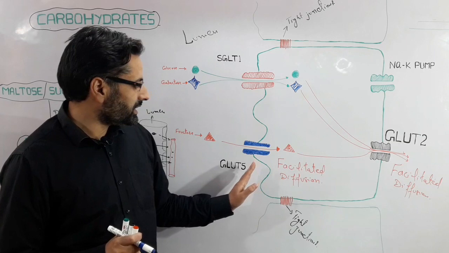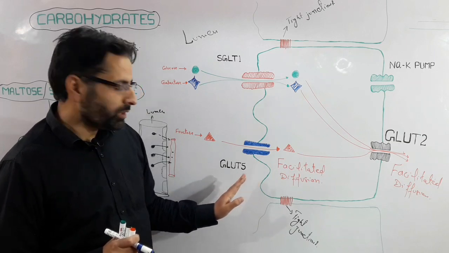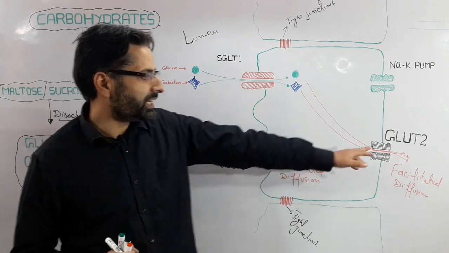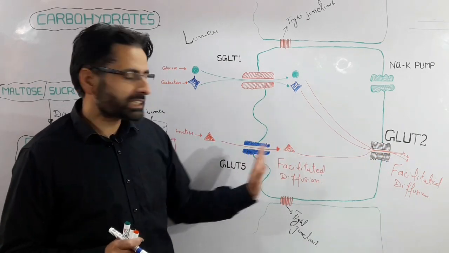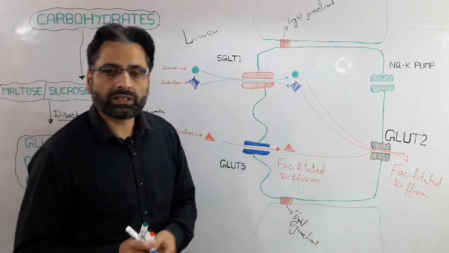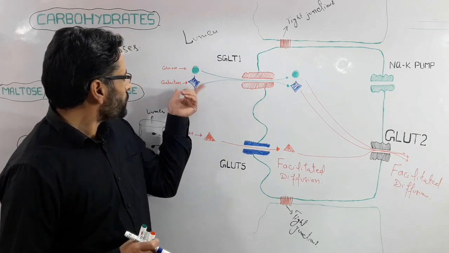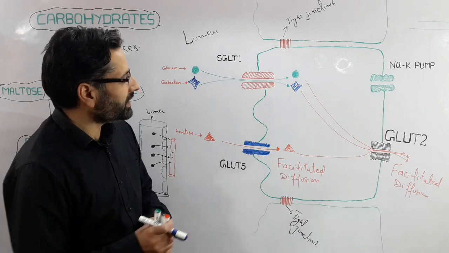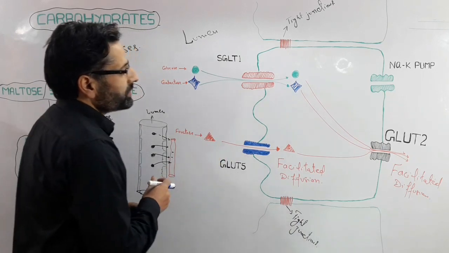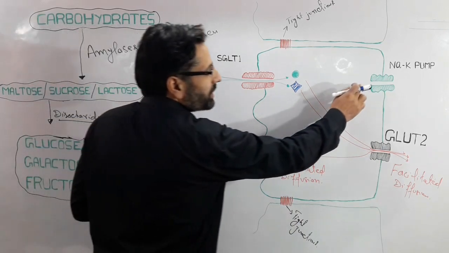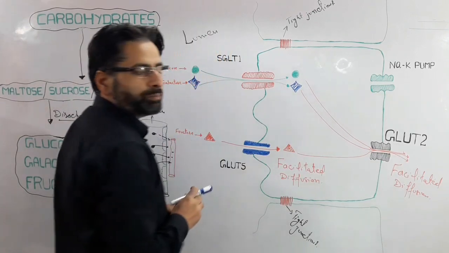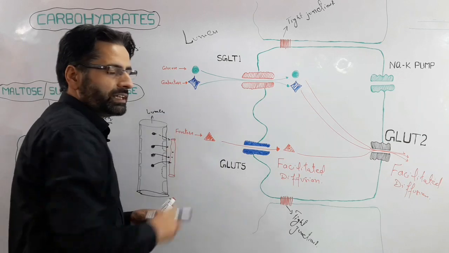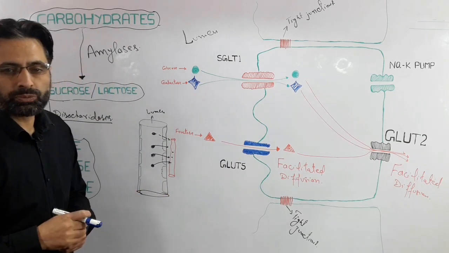So in this facilitated diffusion we have the involvement of two transporters, two glucose transporters type 5 and type second. One is present on the apical side and another is present on the basolateral side. But the transport of this glucose and galactose is not so simple. So to understand it, we have to understand the functioning of this sodium potassium pump. This transport of the glucose and galactose is secondary active transport.